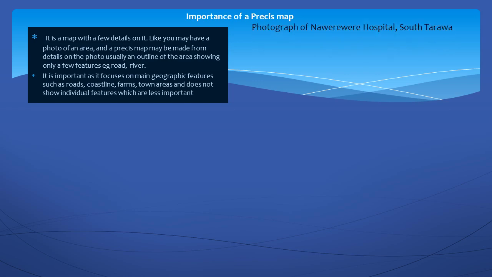Okay, students, in the topographic map, all of the natural and cultural features are clearly stated and located, while in a precise map, it outlines only a few features, which means that some features in a photograph are not included or located in a precise map.